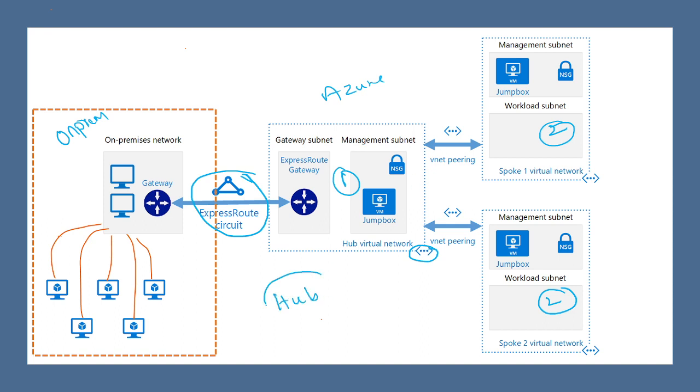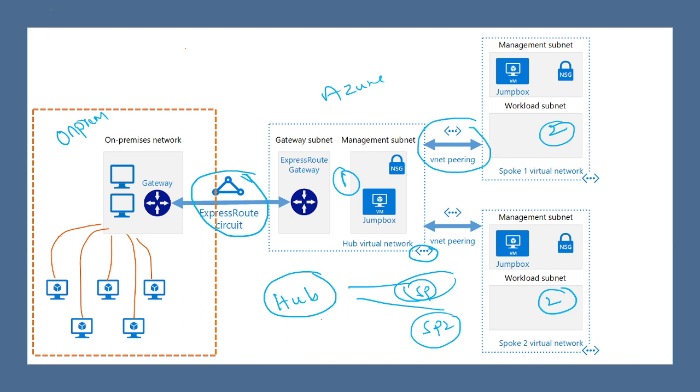Hub means one main one, spoke means multiple: spoke 1, spoke 2, like this. And see, the peering has happened here. This is called VNet peering. Now, say for example, the person who is sitting at this computer wants to talk to this jump box.